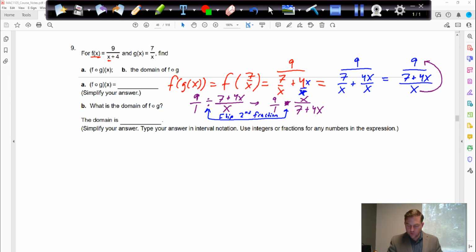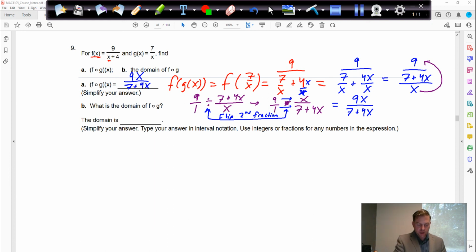Okay. Now the way you multiply fractions is straight across. So you multiply 9 times x and 1 times 7 plus 4x. So you get 9x on top and 7 plus 4x on the bottom. And we would have gotten the same thing if I just flipped this x to the top. So in a triple fraction like this, the bottom part will just flip to the top, and you'll get 9 times x over 7 plus 4x. Okay, now that's the answer, so we would write that 9x over 7 plus 4x.